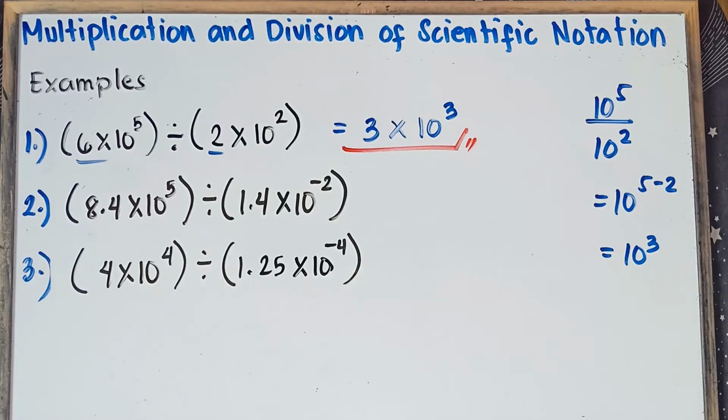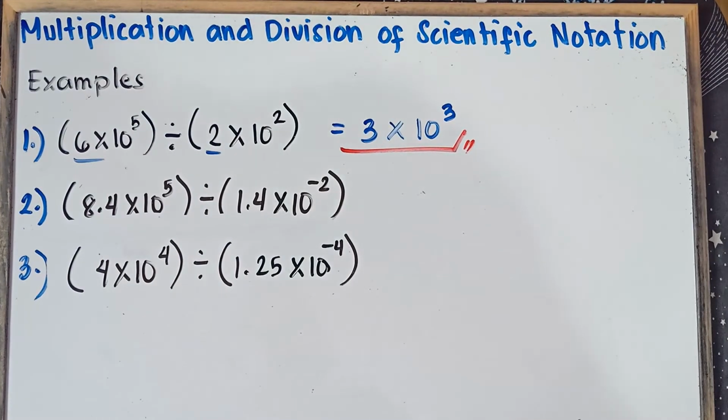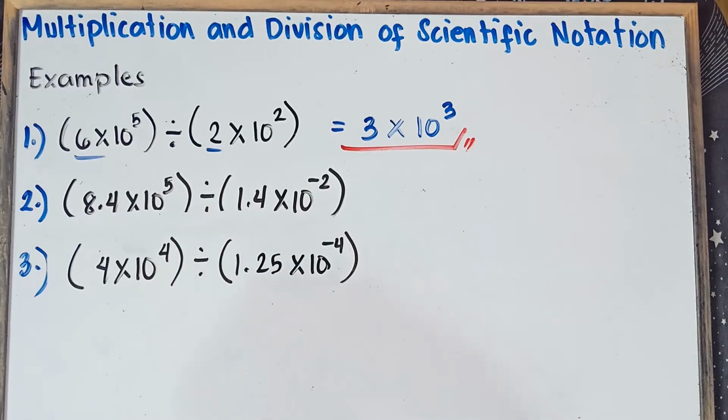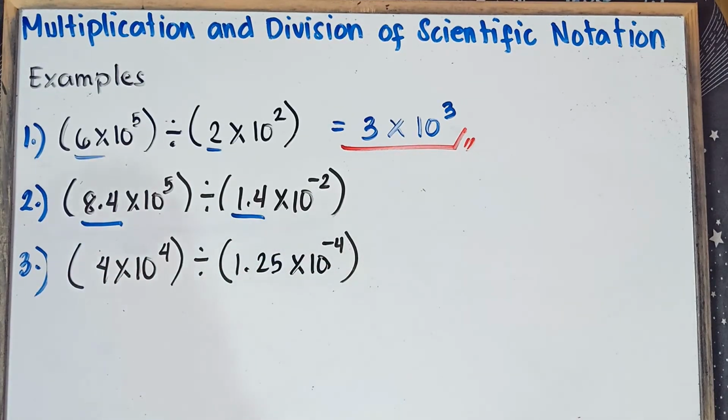Alright, so let's proceed now to example number 2. Alright, so example number 2, we have 8.4 times 10 raised to the power of 5, divided by 1.4 times 10 raised to the power of negative 2. So once again, class, first step, you divide the number first. 8.4 divided by 1.4.